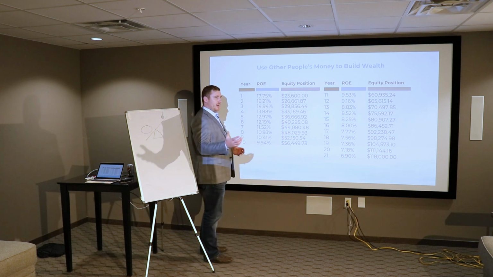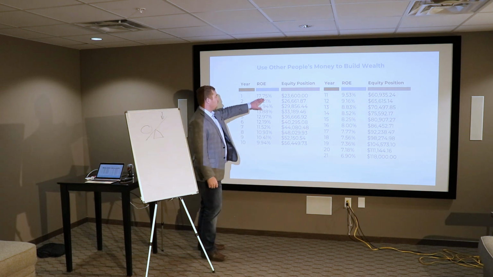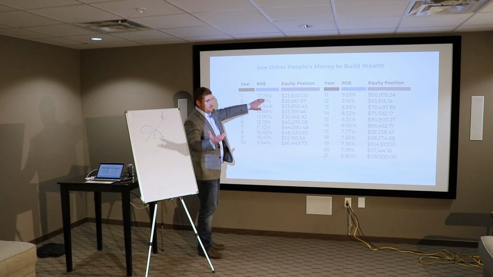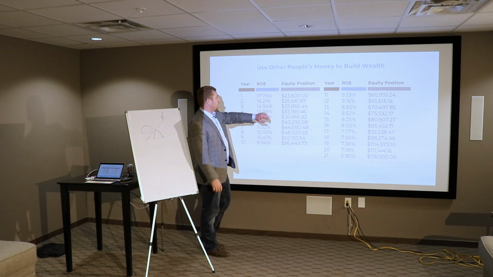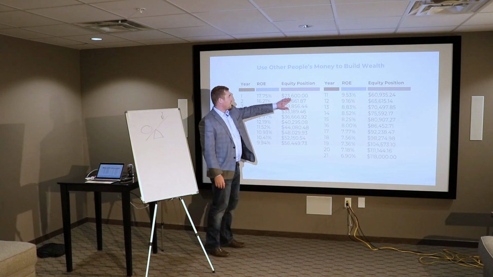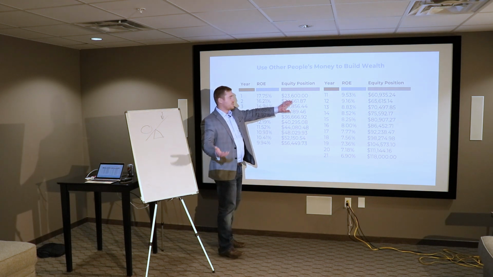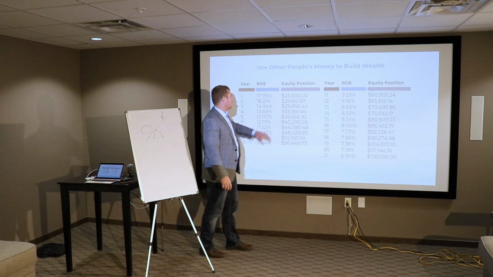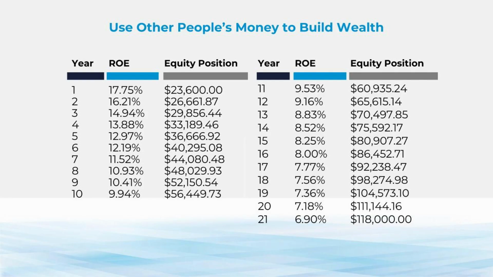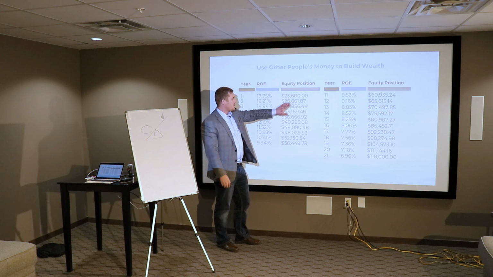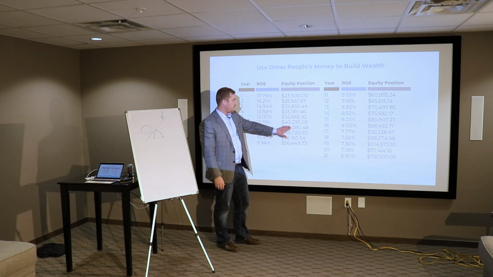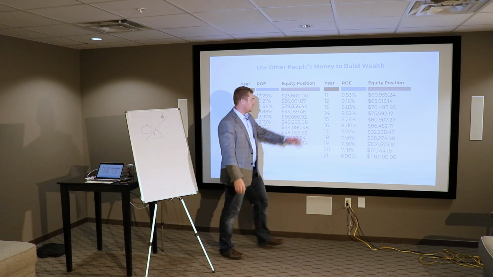Notice this is the same property we used previously. Even though it says ROE, this is all ROE. The first year was 17.75%, and our equity position was our down payment, $23,600. That was the cash invested. Watch what happens as our equity position increases. Our equity is increasing because we're making payments to the bank, part interest, part principal. Each year we're adding to what we own of the property and decreasing what the bank owns until we get down to year 20.